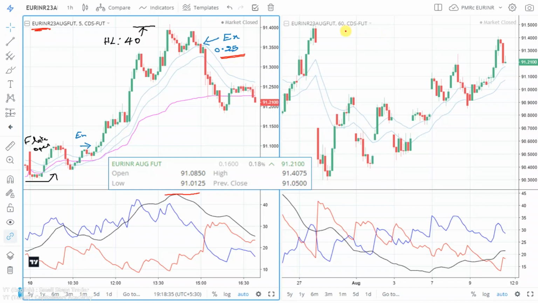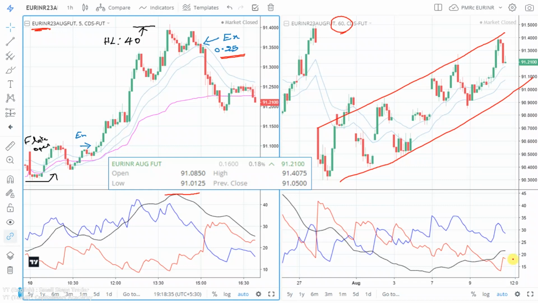Those who had positions for 1 hour short, we will see that. So it is still traveling in the channel, you can see. So the indicator is also showing the same thing.